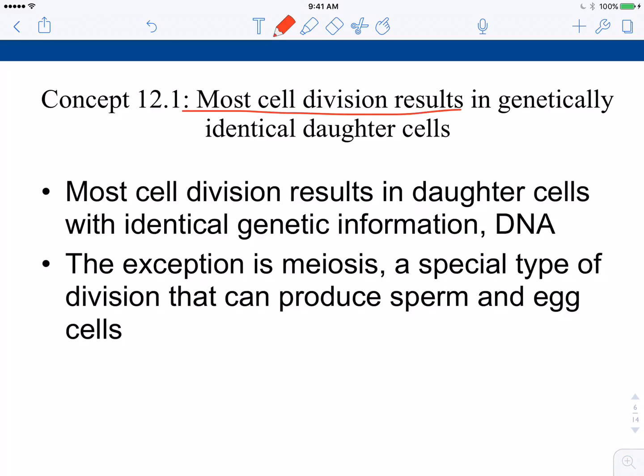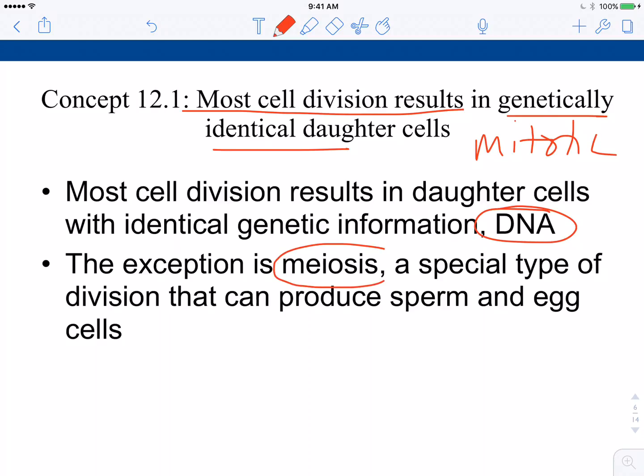Most cell divisions, mitotic divisions, result in genetically identical daughter cells, which means they have the exact same DNA. They are identical genetically. The exception is the process of meiosis, which we're going to learn about in Chapter 13, a special type of cell division that produces sperm cells and egg cells, which are specialized cells known as gametes.